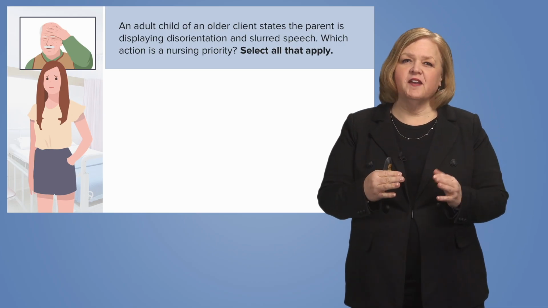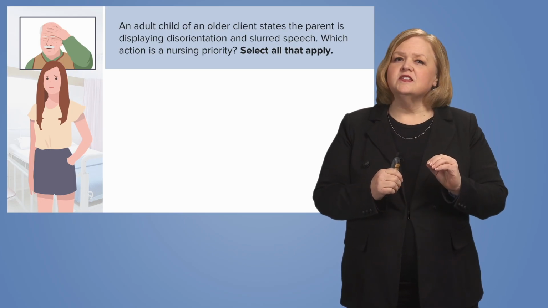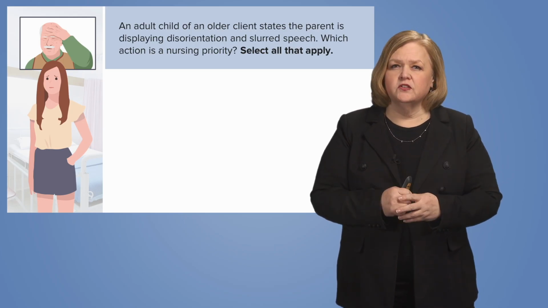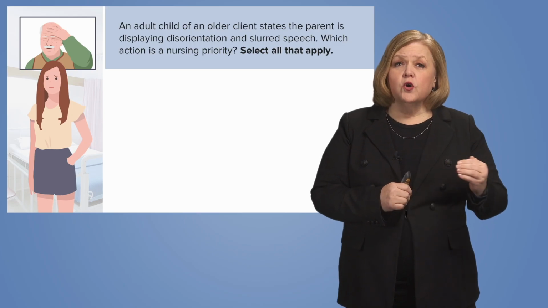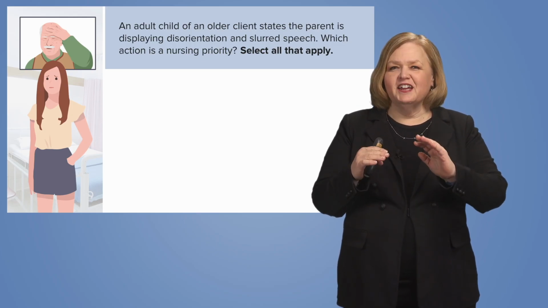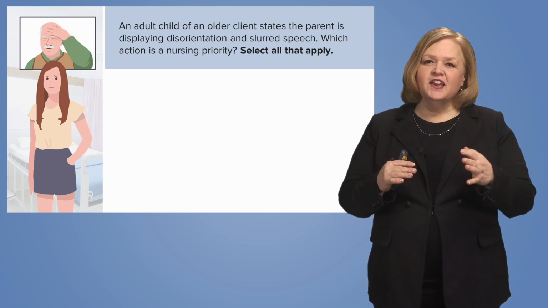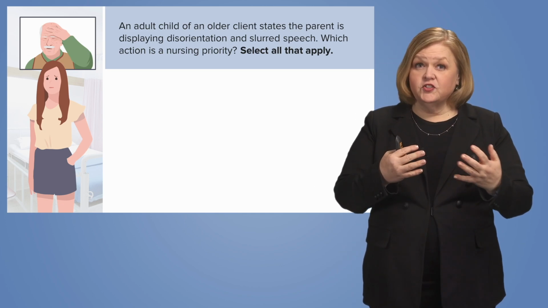Ready? Okay. An adult child of an older client states the parent has just started displaying disorientation and slurred speech. Which action is a nursing priority? Oh, and the dreaded select all that apply. Hey, don't worry. We've got you covered. I've got a strategy for you.